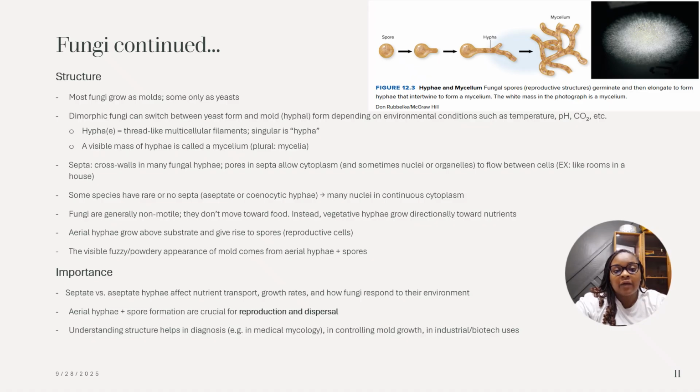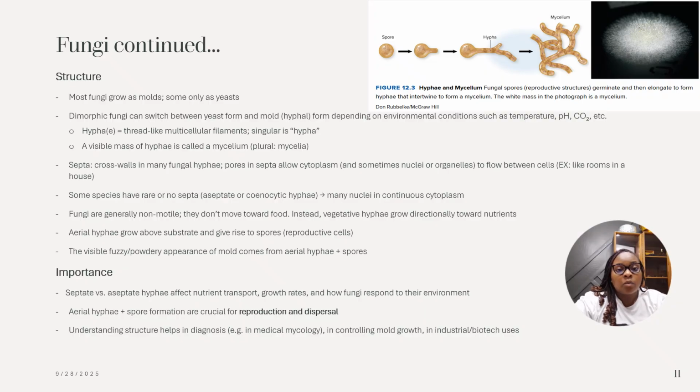Other fungi have aseptate hyphae, long tubes without walls. So they look like one giant cell with many nuclei floating inside. An example of that would be the common bread mold, Rhizopus. Fungi are not motile, so they cannot move around like bacteria. Instead, they grow at the tips of their hyphae, spreading toward food sources.